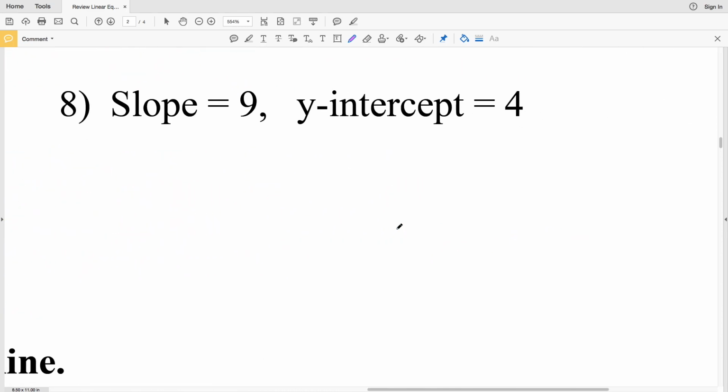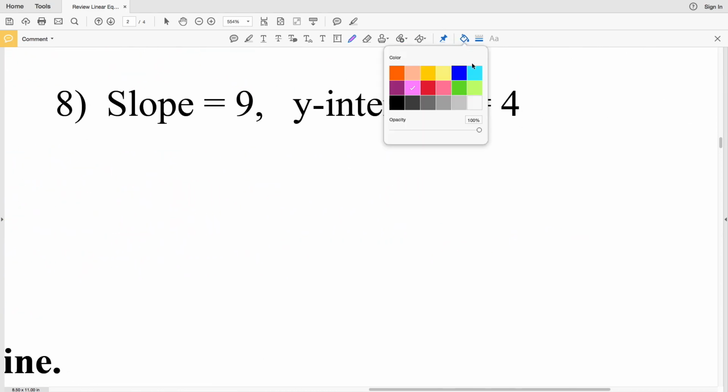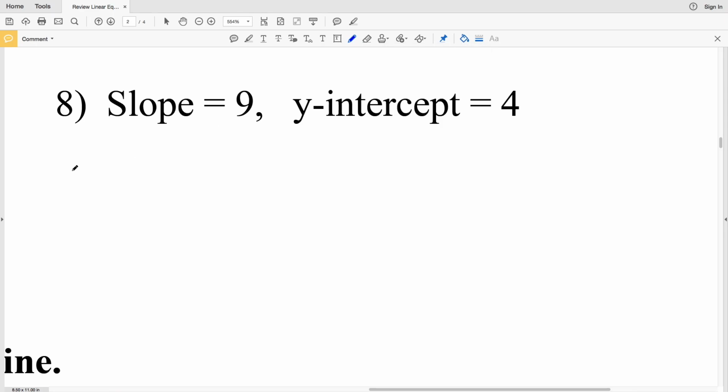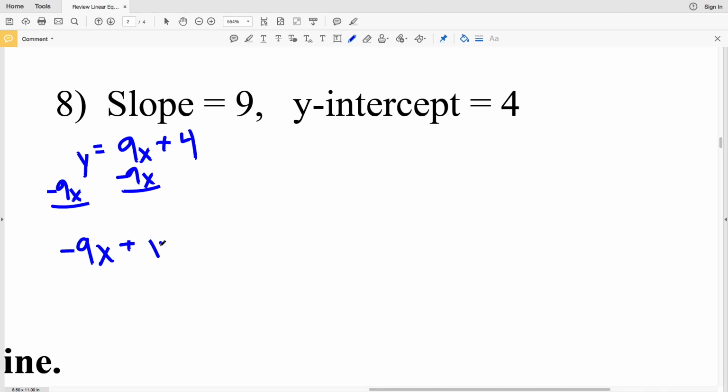In number 8, we have a slope of 9 and a y-intercept of 4. So writing that in slope-intercept form, we'll have y equal to 9x plus b, so plus 4. I need x and y on the same side of the equation, so I'm going to subtract 9x at the start. So I'll have negative 9x plus y equals positive 4.